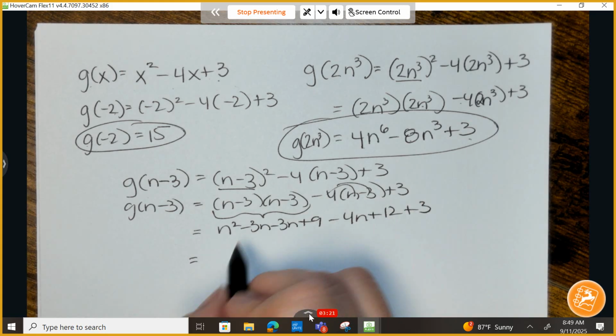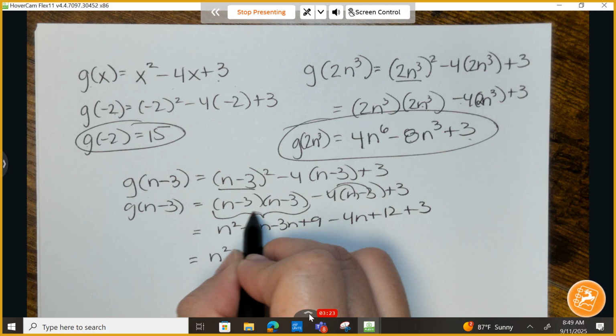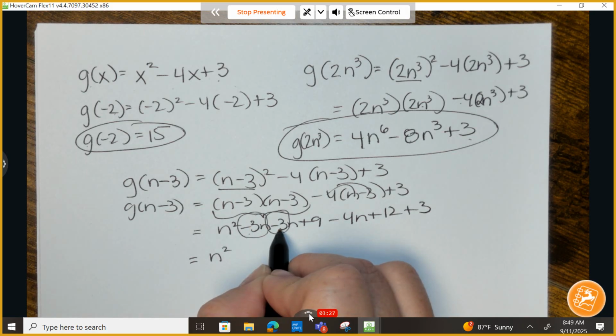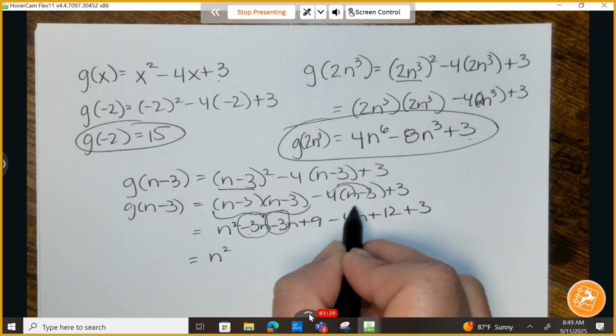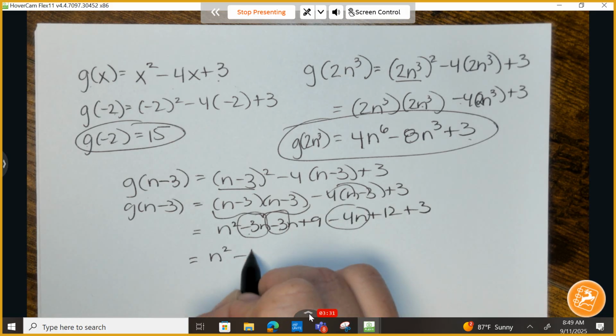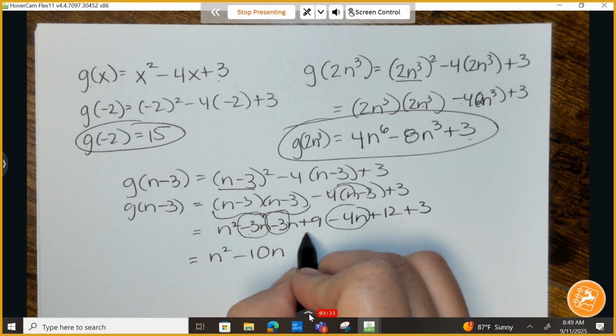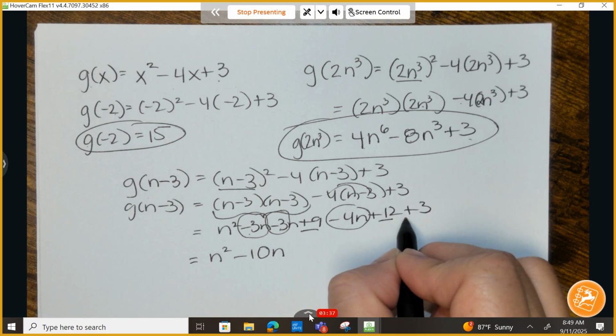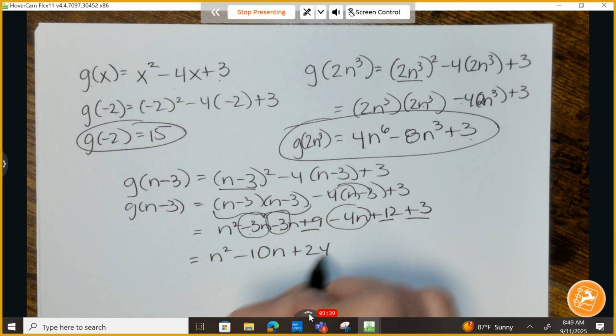And I'm going to combine like terms. N squared. Okay, -3 and -3 is -6. -6 and -4 is -10. 9 and 12 is 21. 21 and 3 is 24.